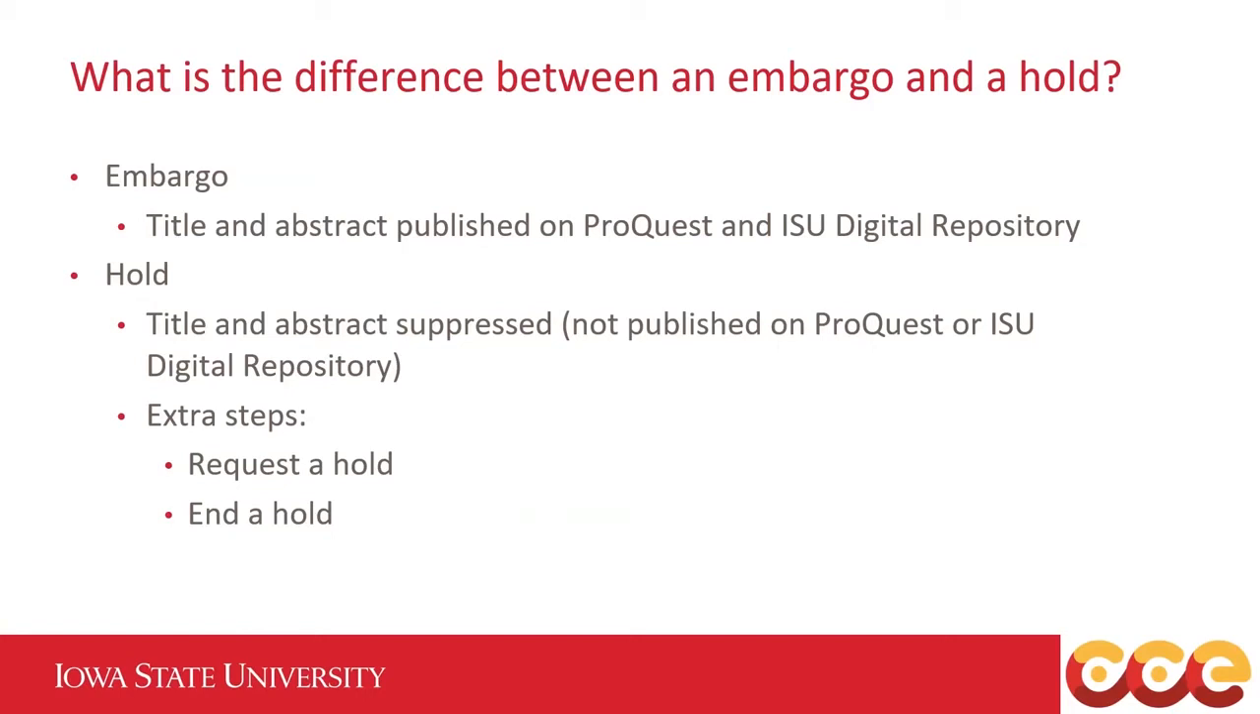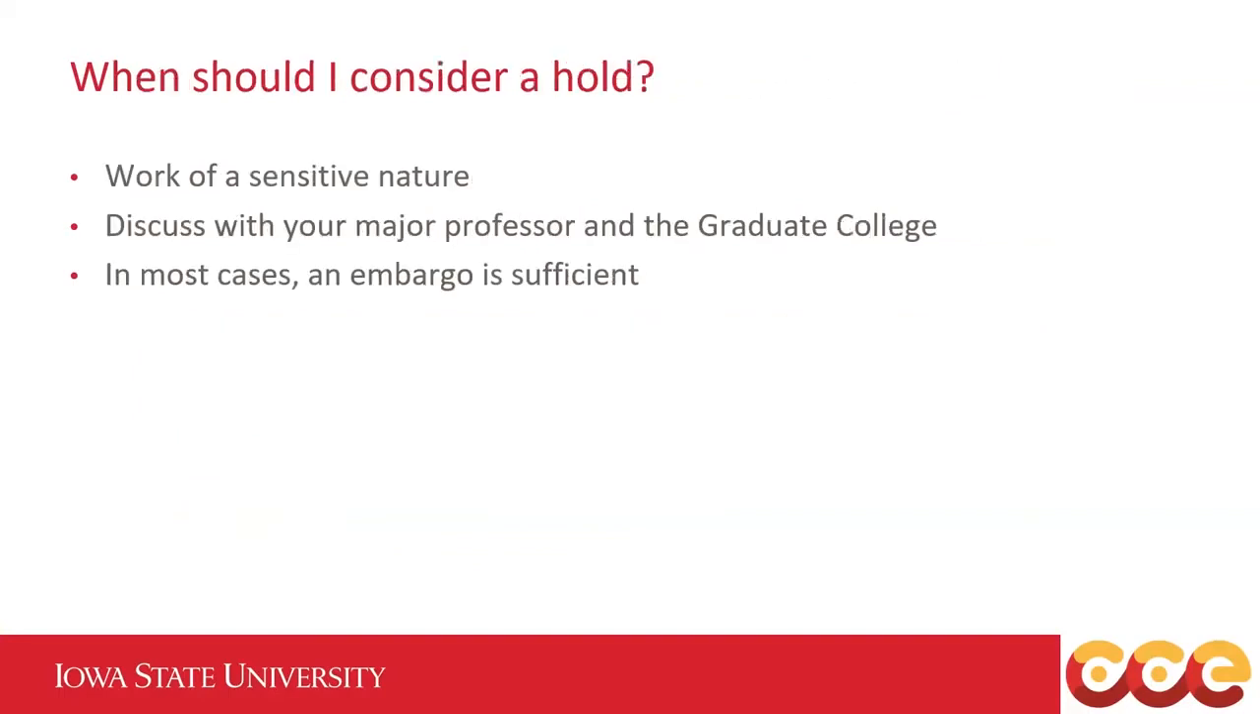If you select a hold, everything related to your thesis or dissertation will not be published on ProQuest and in the Iowa State University digital repository. This includes the title and abstract of your thesis as well as the full thesis or dissertation. Additionally, you will need to take steps to request for and end a hold.